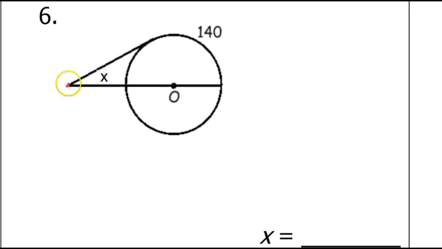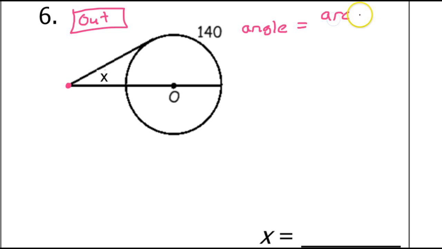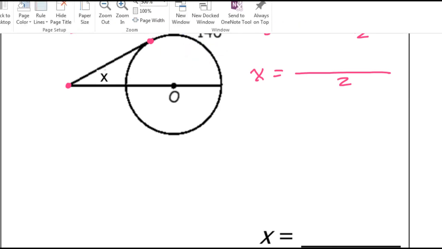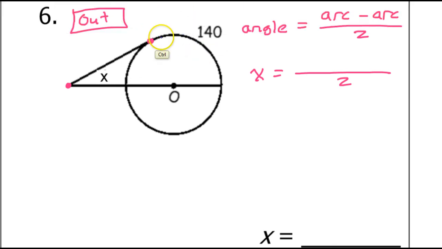This angle is clearly outside the circle. And in that case, the formula is that the angle is equal to arc minus arc divided by 2. And this needs to be the big arc minus the small arc. Now the angle is what we are looking for, so x is equal. I have to be a little bit careful here because I only see one arc that's given to me.